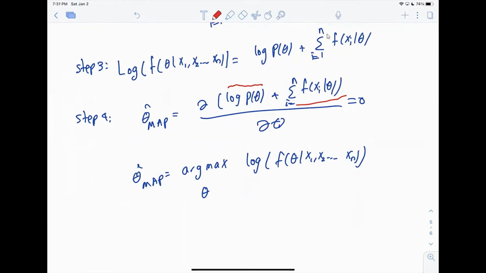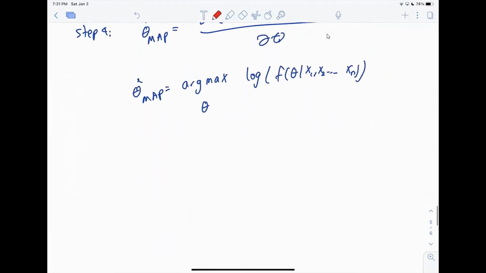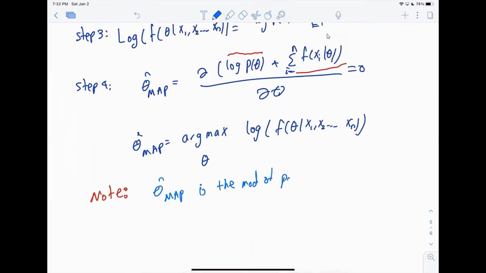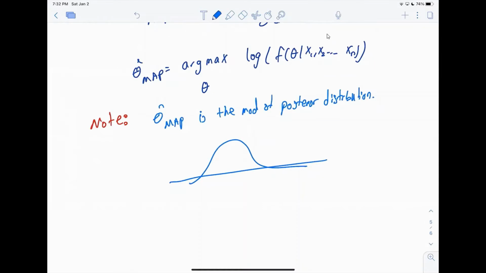So I want to actually do a formal comparison, tell you what you need to know. I will write here as a note. First, the MAP estimator, or theta MAP, is the mode of the posterior distribution. What do I mean by mode? Let's say this is the posterior distribution, this is the mode. The value that maximizes the posterior distribution, the value that gives you the highest value of the posterior distribution. This is the mode. Okay, that's the first thing.